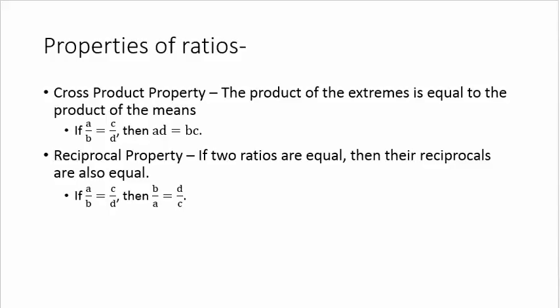We also have the reciprocal property, which states that if two ratios are equal, then their reciprocals are also equal. So here you see that if A over B, or A to B, is equal to C over D, then their reciprocals, B over A, would also be equal to D over C.